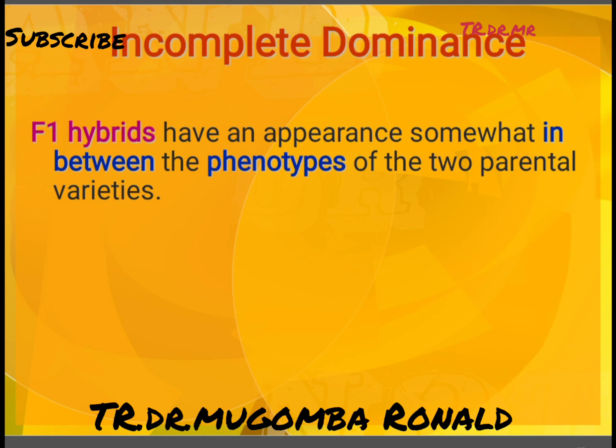So let's say we have parents. I'm just using height. In case you have a homozygous tall and a homozygous short, when you cross them, according to Mendel, you expect the hybrid to be either very tall or very short. But in incomplete dominance, you will have a hybrid of intermediate height. Let's take an example. An example is the snapdragon flower.